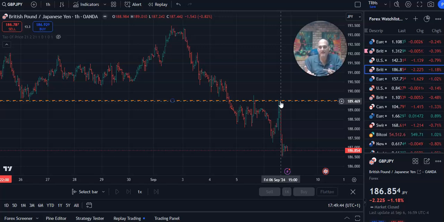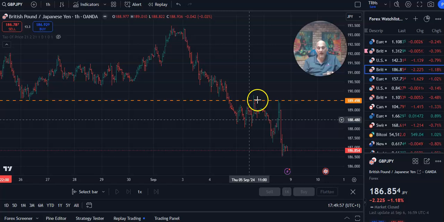You've got to be patient. Market comes up to that level. You know, there's a saying in trading: when the ducks are quacking, feed them. When the ducks are quacking, feed them. Perfect time to feed the ducks.